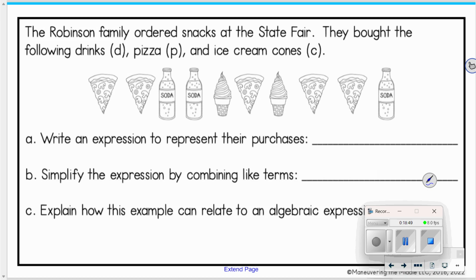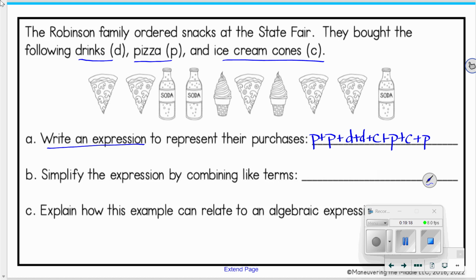So we ordered snacks. They bought the following drinks, which are D's, pizzas, which are P's, ice cream cones, which are C's. So for my initial expression, it should have been exactly what the picture was. It can't be 2P. So it should have been P plus P plus P plus P plus C plus P plus C plus P plus P plus C.